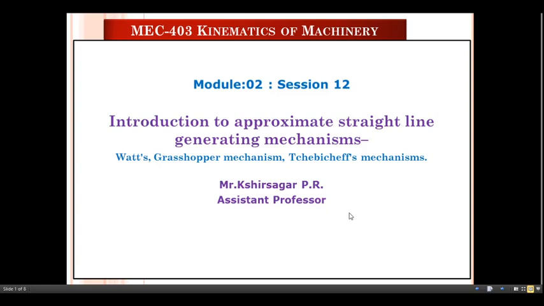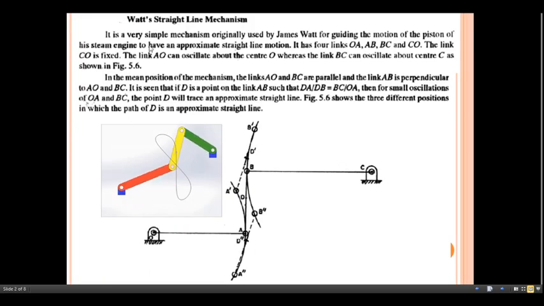In today's session, we'll learn the introduction to approximate straight line generating mechanisms. Under this, we'll cover Watt's, Grasshopper's, and Tchebycheff mechanisms. So let us start with the Watt's straight line mechanism.